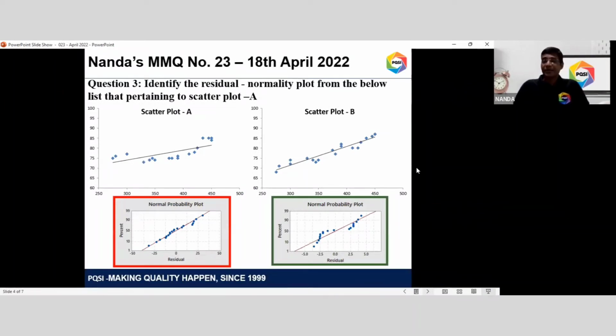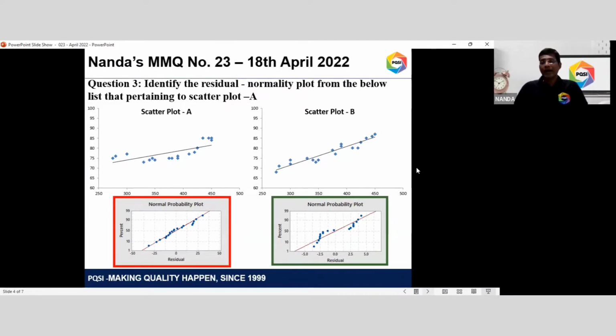Okay, same scenario, scatter plot A and scatter plot B. Of course, for those who are familiar with regression, you'll also understand that we need to check whether the residuals follow a normal distribution. That's one of the underlying assumptions whenever we look at linear regressions. So whether the residuals follow a normal probability plot.